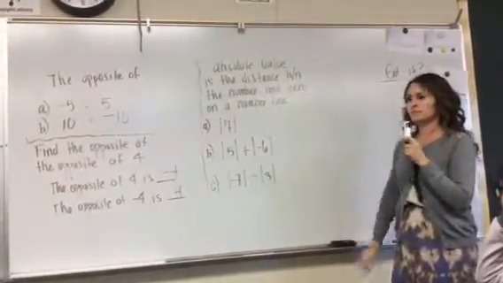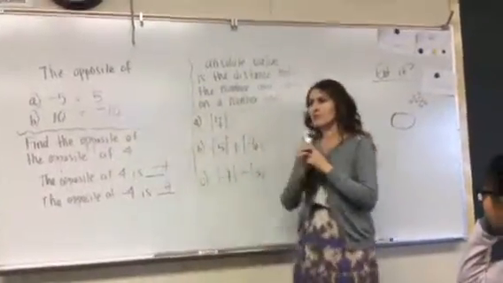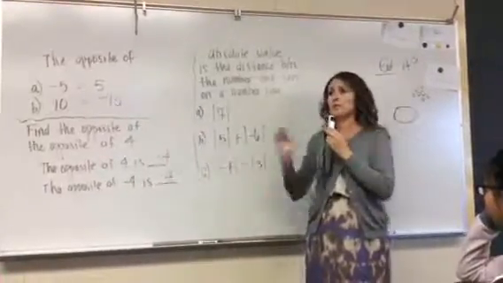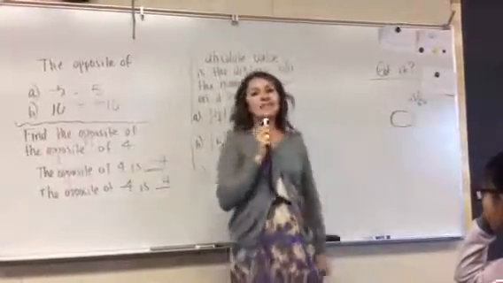Yes, sir. Could this be like money? You're in like debt? Yeah. But the thing is, the absolute value is always going to be positive. Always, because distance is positive, right? And that is Chapter 5, Lesson 2.